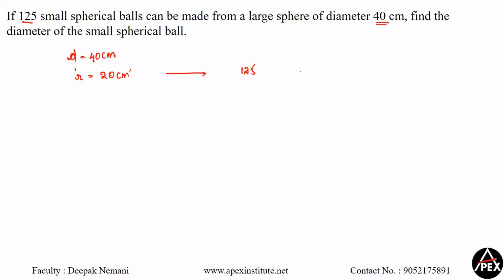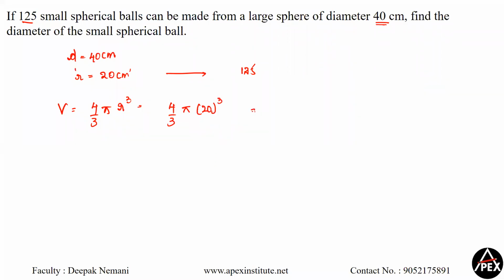Okay, so material, that is volume. So the same volume of material is converted from one large sphere of diameter 40 centimeters to 125 small spherical balls. Okay, so what is the volume of the material used here? So that will be volume equal to 4 by 3 pi r cube, isn't it? So this will be 4 by 3 into, let me keep this value in pi itself, pi into 20 cube.